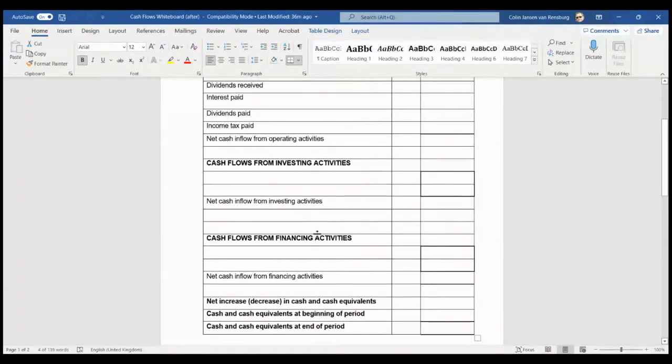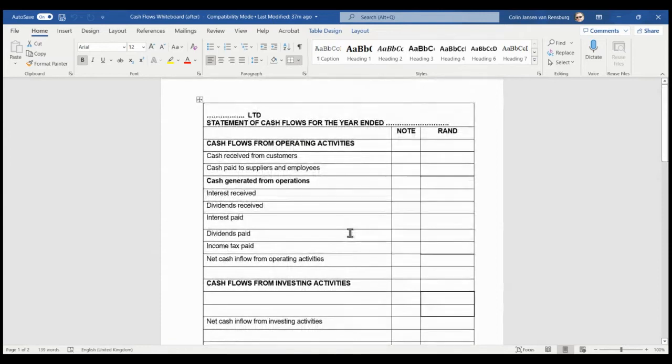So if you use the direct method or if you use the indirect method, this section is going to be identical. This section is going to be identical. This final reconciliation section is going to be identical. So the only difference between the two is how you arrive at this figure, the cash generated from operations.